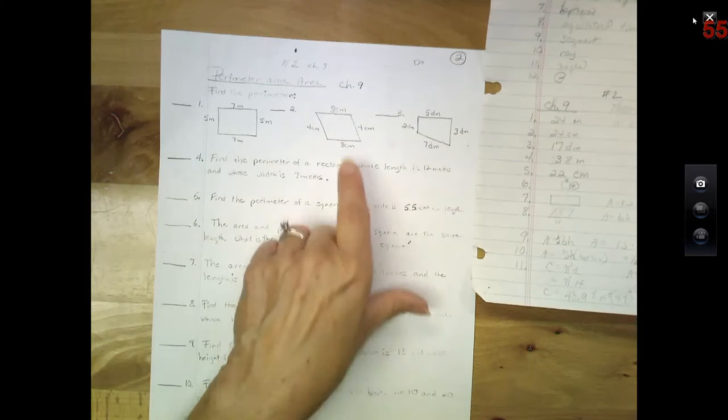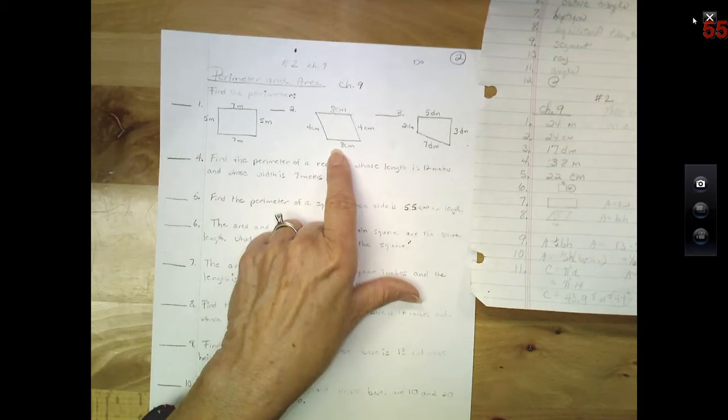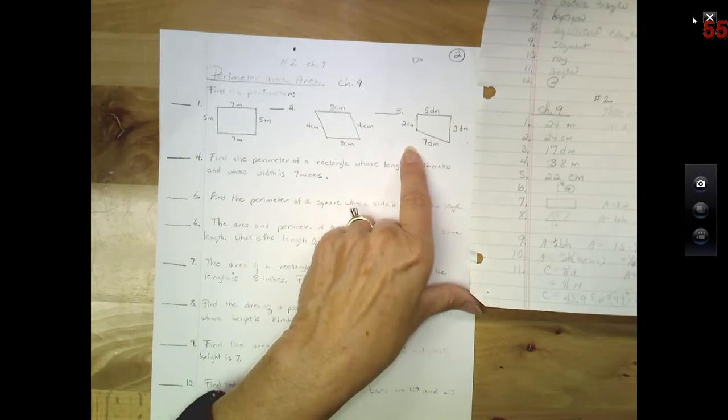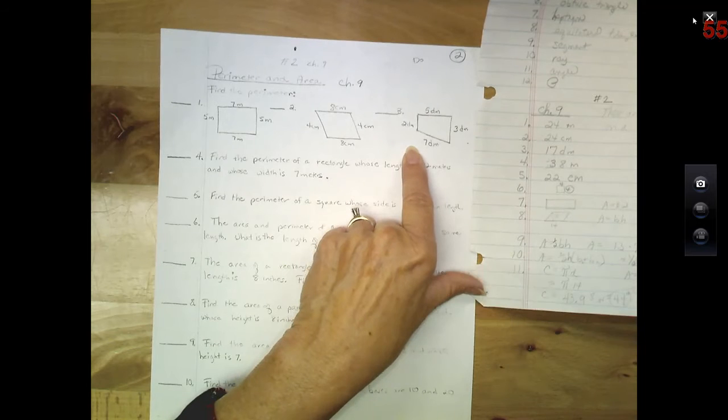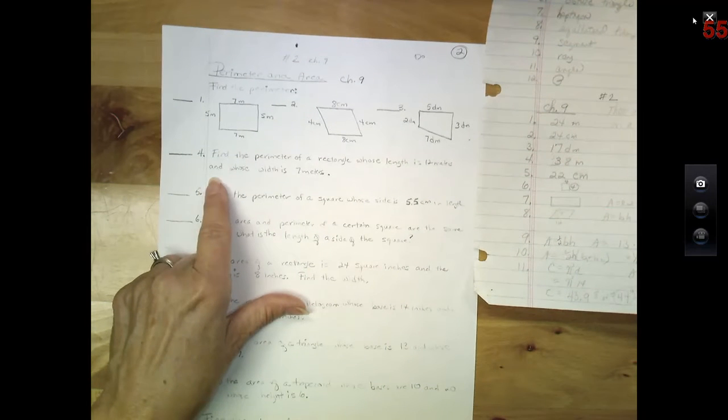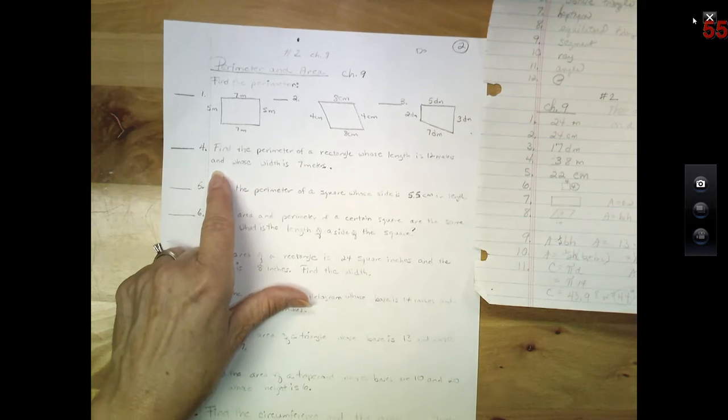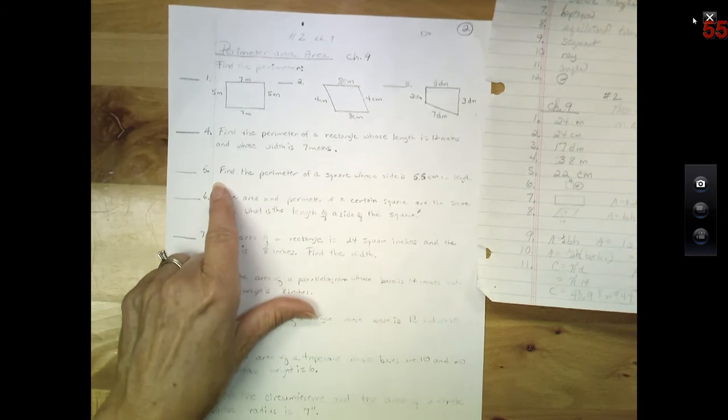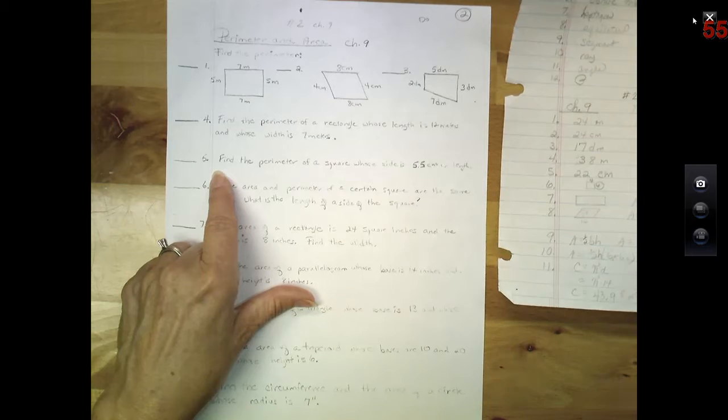Okay, the perimeter is 24 meters. Number 2, the perimeter is 24 meters. Number 3, it's 17 decimeters. Number 4, find the perimeter of a rectangle whose length is 12 and whose width is 7, so that's 38 meters. Number 5, find the perimeter of a square, it's 22.